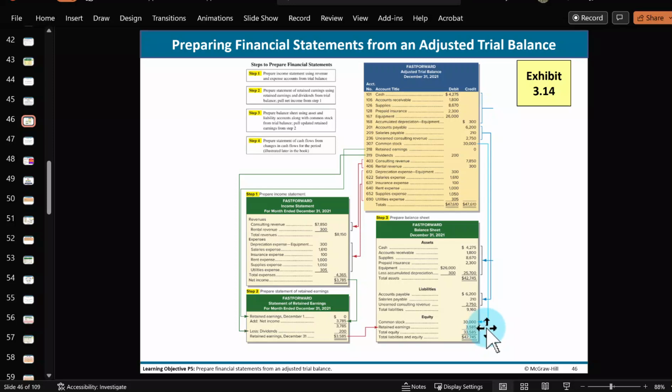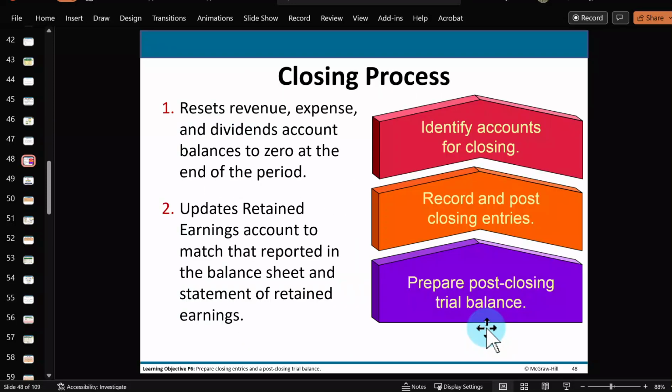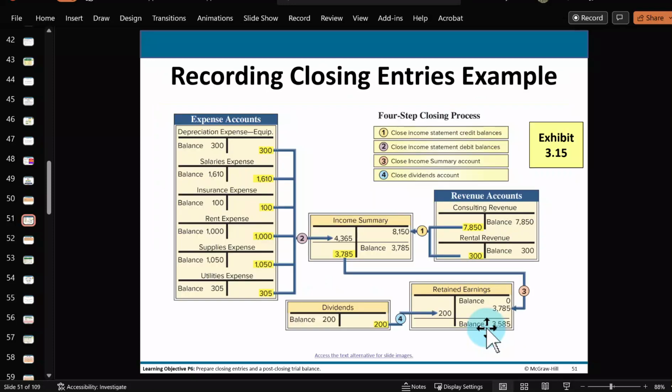So when we journalize those closing entries and post them to the general ledger accounts, right now your revenue accounts are zero. Your expense accounts have zero balances. The dividend account is zero. This income summary that we use just temporarily is already now zero. But the retained earnings is not zero. We've increased it. Here you can see to the correct $3,585 balance.